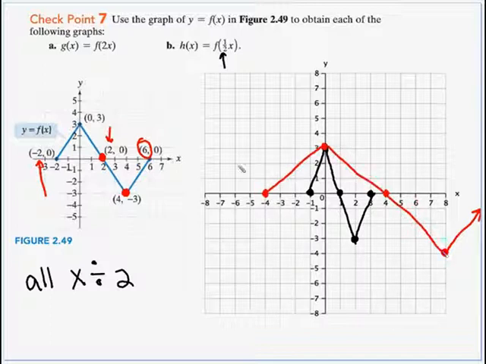So the red line, we put a half in front of the x inside the function. The black graph, we put a 2 in there. We doubled it. Bigger numbers crunch us up to the y-axis. Halves and fractions and decimals will stretch us out.